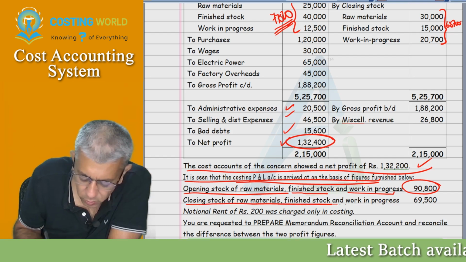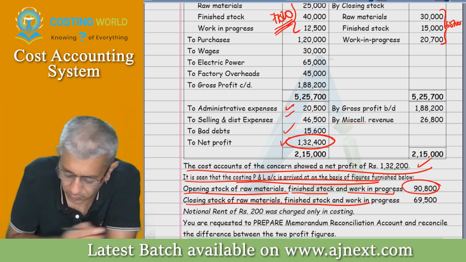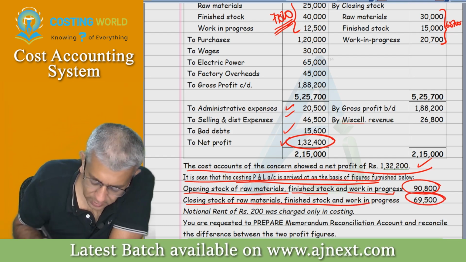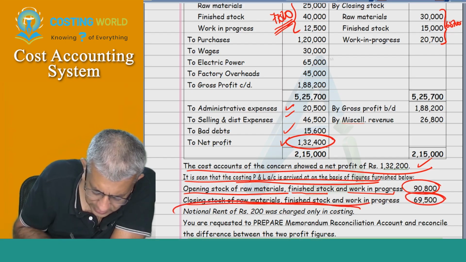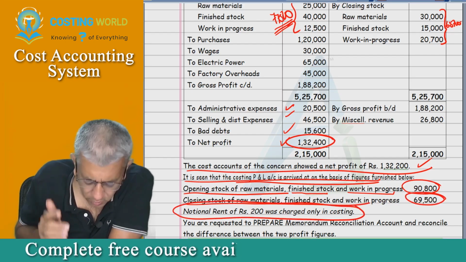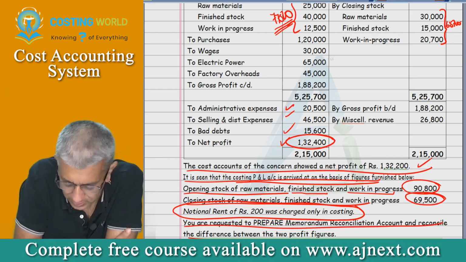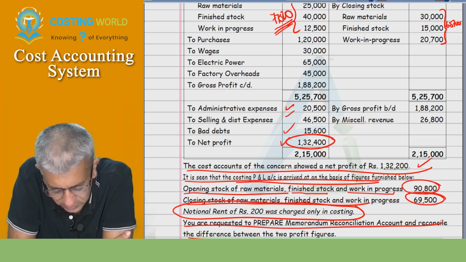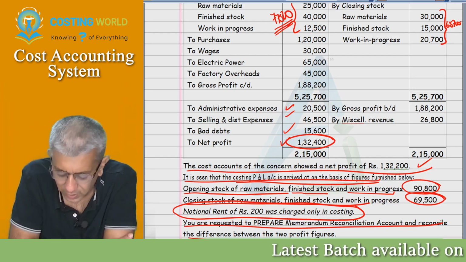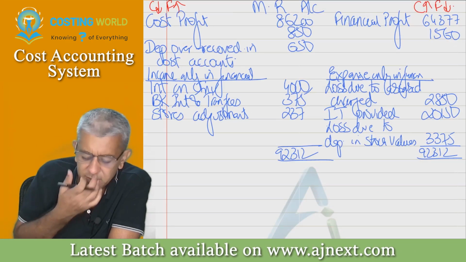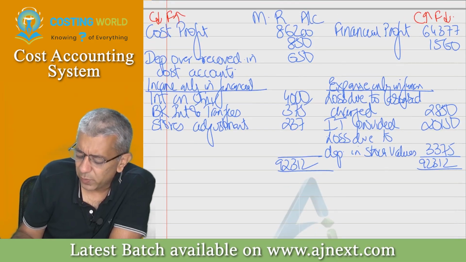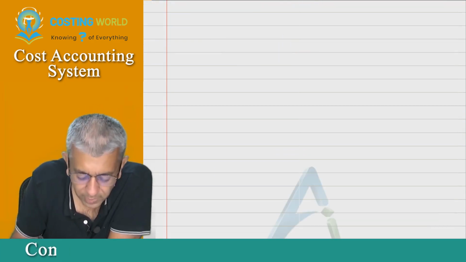Same way, closing stock of raw material, finished goods and WIP is 69,500. Now this line you all don't read for the timing; I'll make you read it after some time. You are required to prepare a memorandum reconciliation account and reconcile the difference between the two profit figures. Let's start doing it. You all write down memorandum reconciliation account. 7 to 8 lines you can prepare. That should be enough.